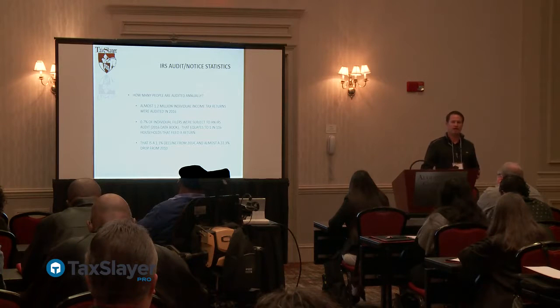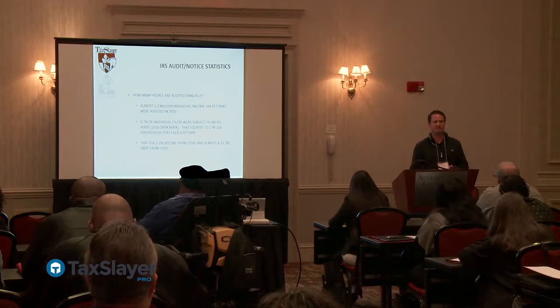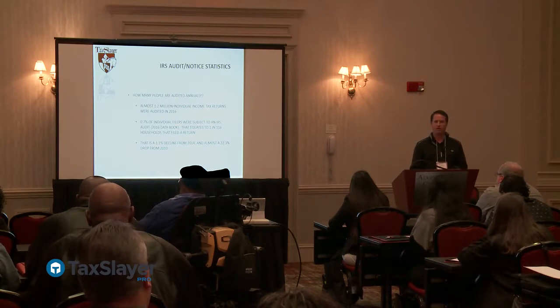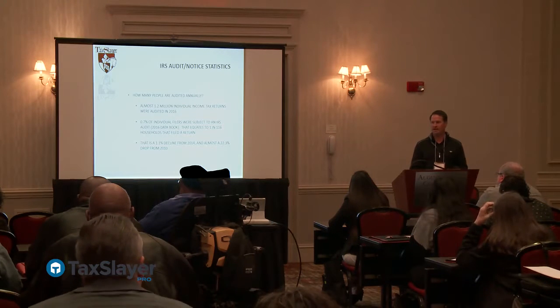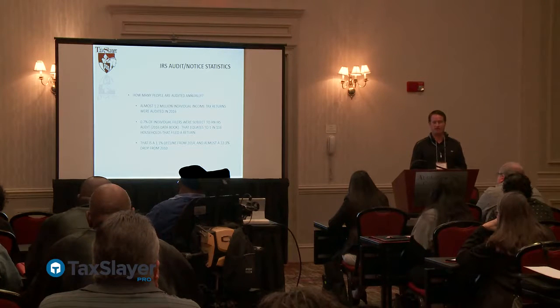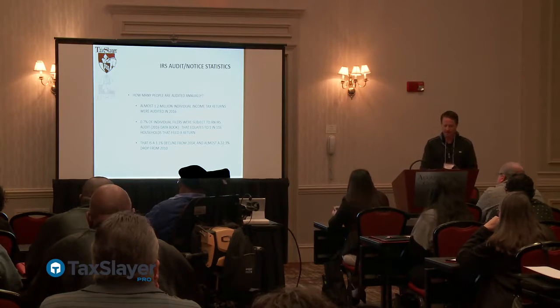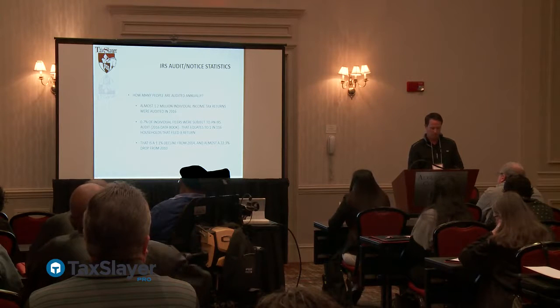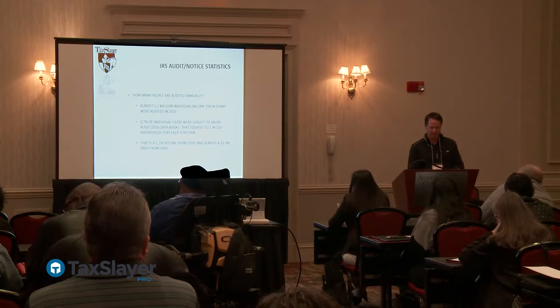Now, earlier I told you about the rate at which EITC returns are audited at 1.8%. The overall rate is 0.7, so as you can see, it's a much, much greater rate that they're auditing EITC. Now, in addition to that, I feel like it's going to continue to go up. With all their focus on due diligence and focus on EITC, that percentage is probably even going to go up from that 1.8%. So the 0.7% is a 1.1% decline from 2014 and almost a 22.3% drop from 2010.